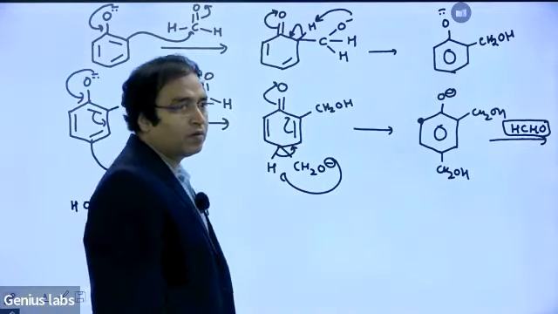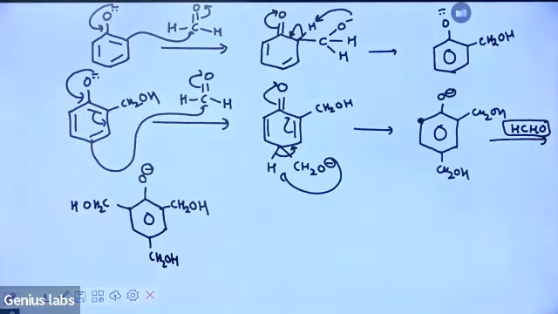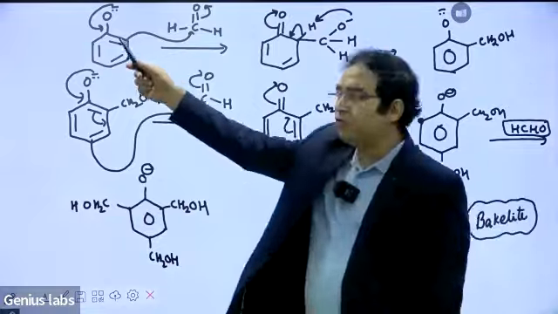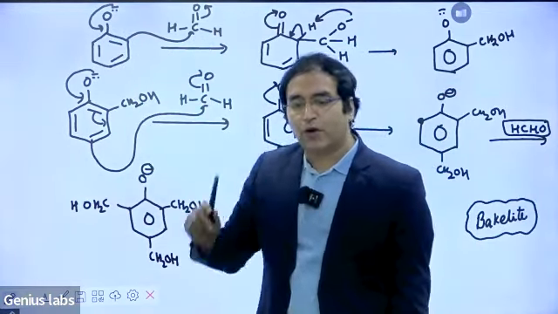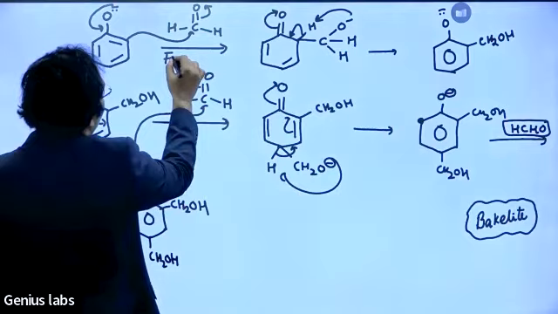Any issues? Now the compound which is in front of you, its polymerized form is called Bakelite. And Bakelite is a very important polymer which is formed by reaction of phenol and formaldehyde. Phenol and formaldehyde. What is HCHO? HCHO is nothing but formaldehyde.